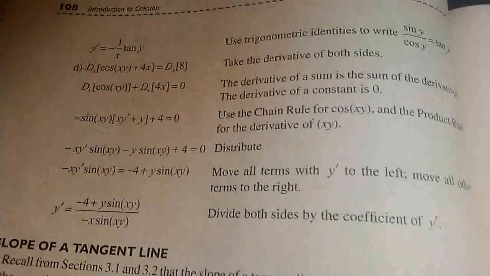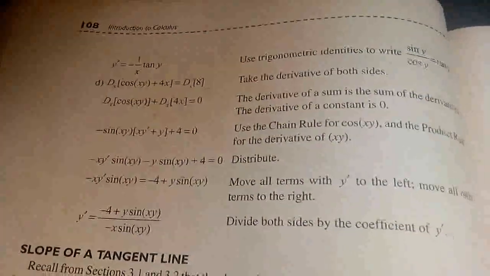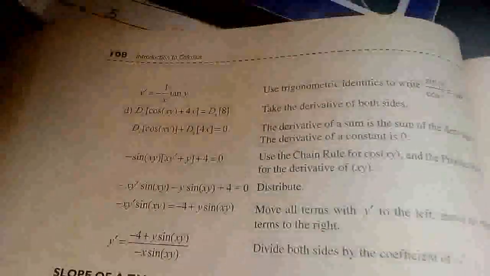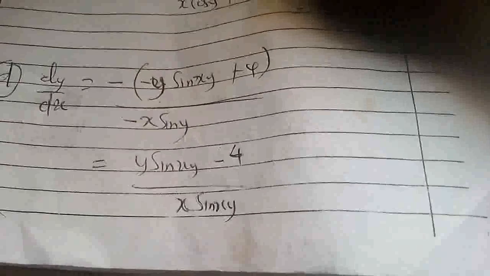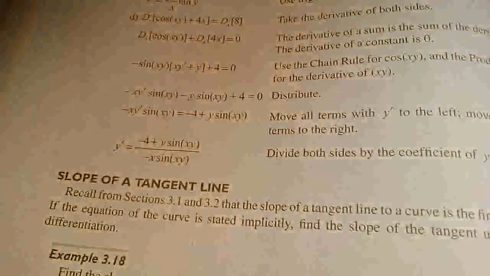So if you also look at their long process too, you also get the same thing. Okay, just that they position their stuff differently. So you have the same thing. They brought the minus 4 before the y sine xy. So it's still the same thing.